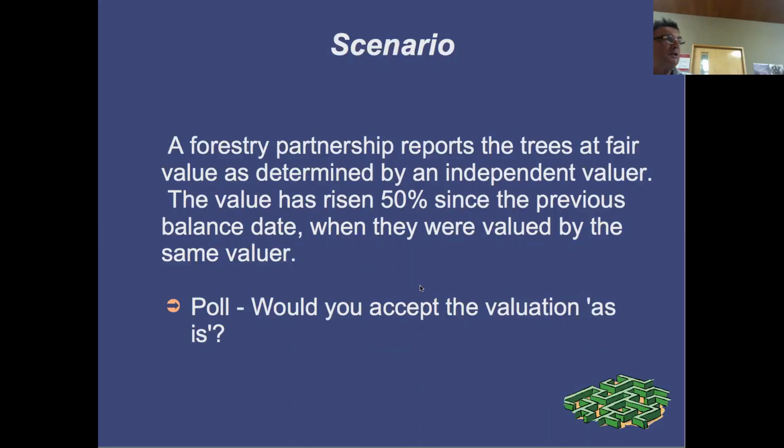Right. Here's a scenario. This is a real life one from a couple of years ago. A forestry partnership reports its trees at fair value as determined by an independent valuer. The valuer indeed was an external valuer. And the value has risen 50% since the previous balance date when those trees were valued by the same valuer. Now, quick question, would you accept that valuation as is?